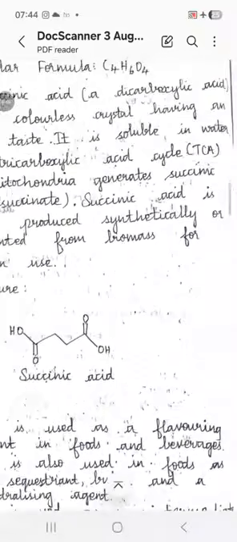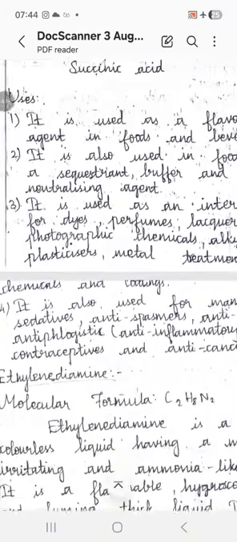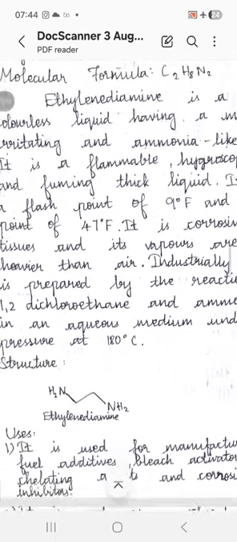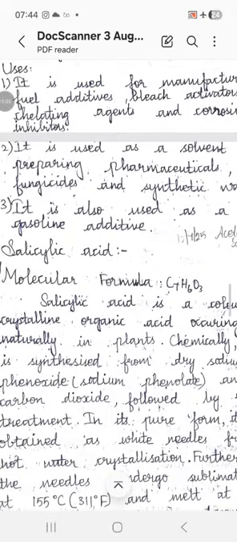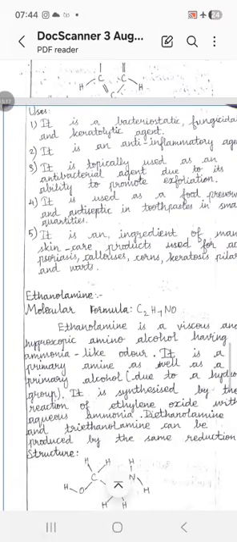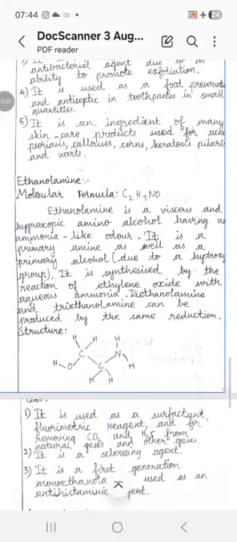Okay students, today we discussed the following. First one is succinic acid, molecular formula C4H6O4. Next topic, ethylene diamine, the formula is C2H8N2. The next topic is salicylic acid, the molecular formula is C7H6O3. Then the next topic is ethanolamine, the molecular formula is C2H7NO. Okay students, thank you.